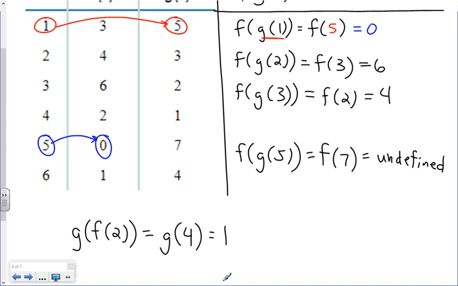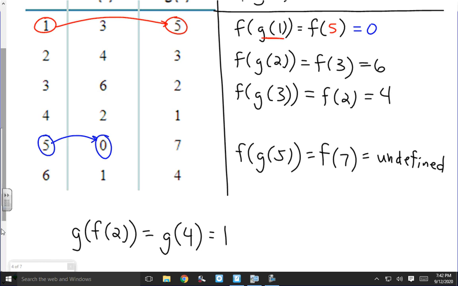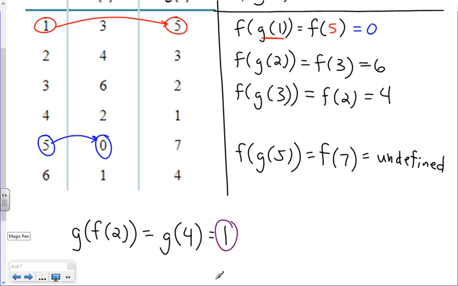Okay, so when I compare those two, I can definitely see that I'm not getting the same result here. Here I get a value of 1, but up here I'm getting a value of 6. Definitely not the same thing. Some functions we will find that they are the same, but most functions, if you do the composition the other way around, you get a different result. So order matters there with those compositions. All right, let's take a look at the next example.